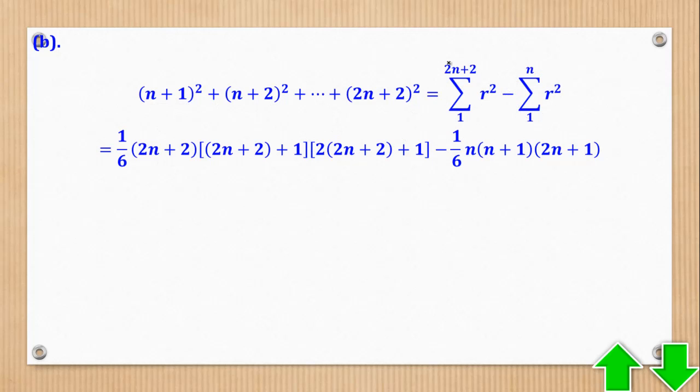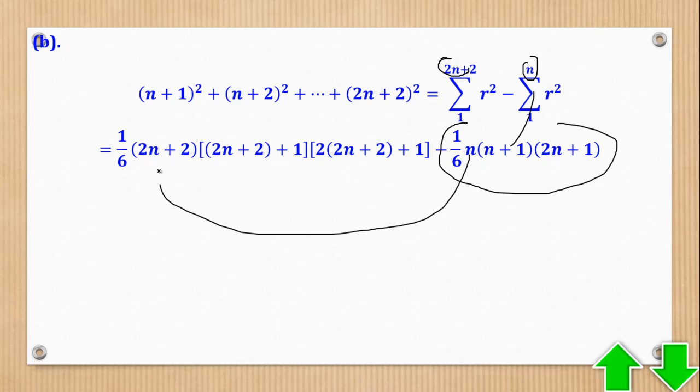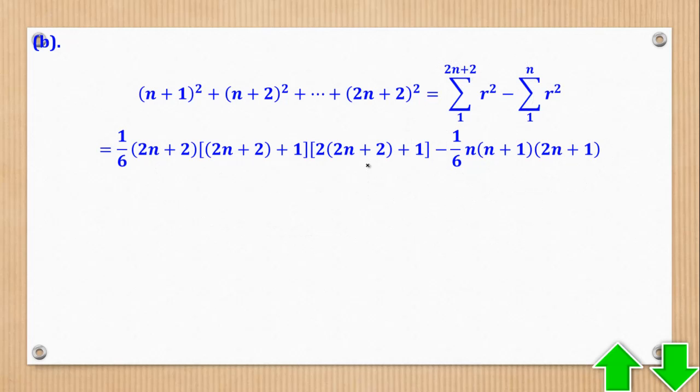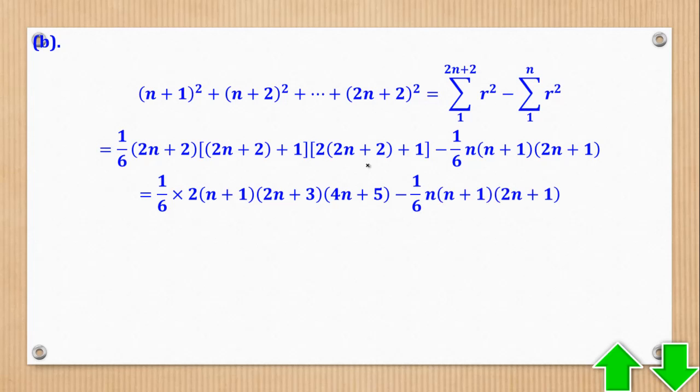So how do you get this expression? You still come back to the given expression of this one. But this time around, where there is n, you put 2n plus 2. So this replaced with 2n plus 2, this 2n plus 2, this 2n plus 2. That's the only difference. Simplify to get that.